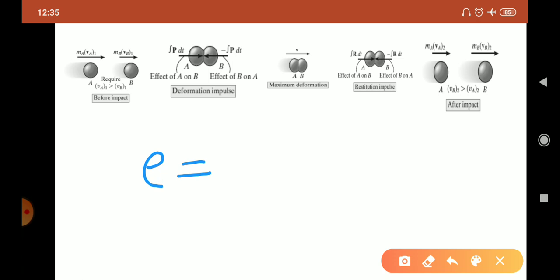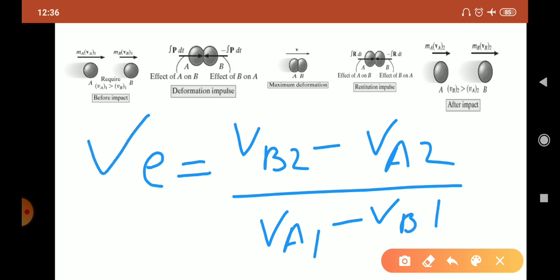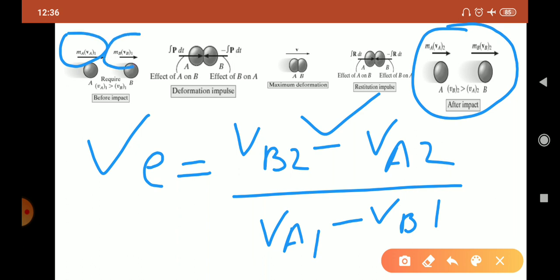So finally we will get VB2 minus VA2 upon VA1 minus VB1, and you can see this is the coefficient of restitution definition. You can see here the velocity of separation: body B has velocity VB2, and body A has final velocity VA2. So their relative velocity, or velocity of separation, is this one. Initially they were moving with velocities VA1 and VB1, so their velocity before collision was VA1 minus VB1.